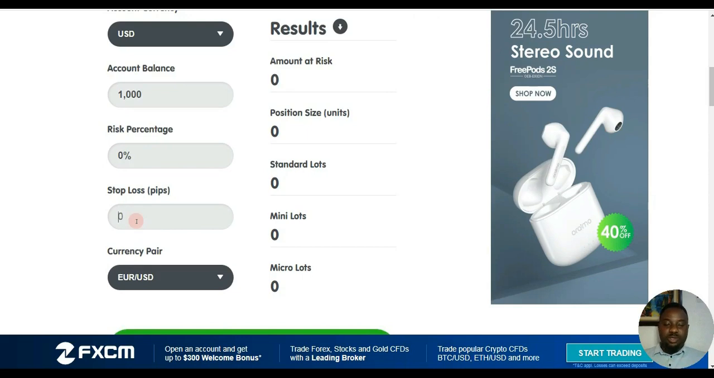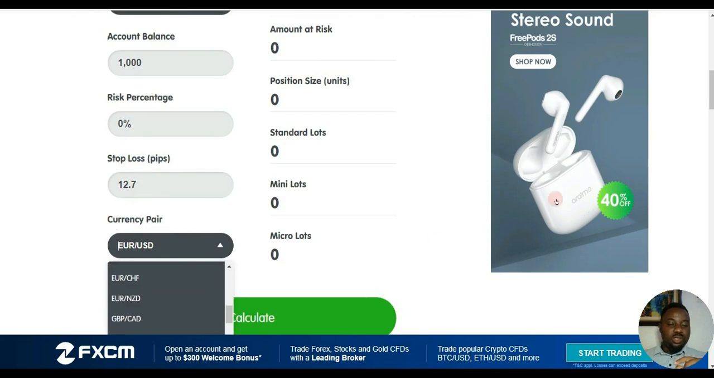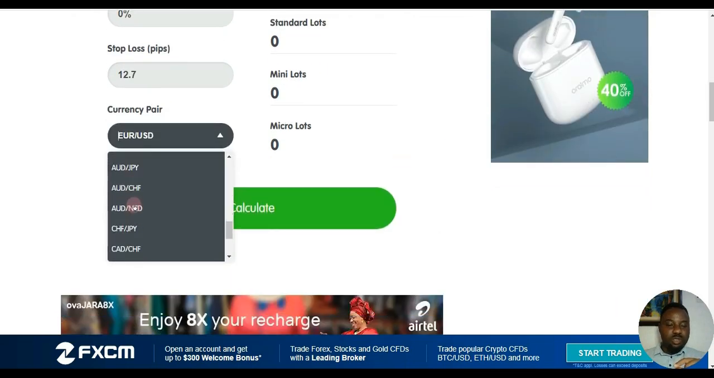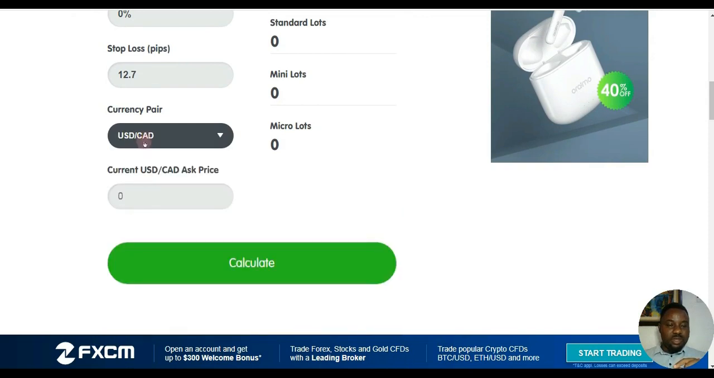Then the stop loss. Remember, our stop loss was 12.7 or so. That's the stop loss in pips. You now choose the currency pair you want to trade. That is US dollar versus Canadian dollar. Now there's another pop-up that says current USD/CAD ask price.